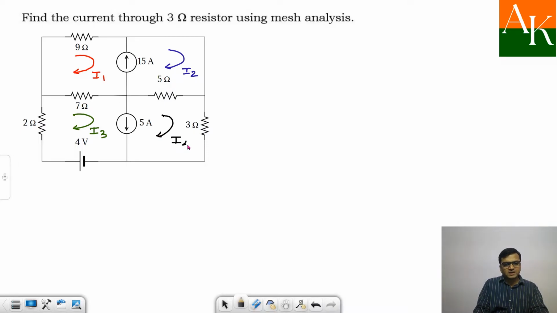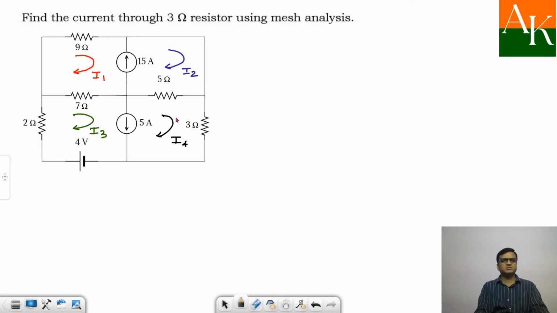After this, can you apply KVL in mesh 1? No, because there is a current source over here. That means you can't apply KVL in mesh 2 also. Can you apply KVL in mesh 3? No, there is a current source. Can you apply KVL in mesh 4? No.